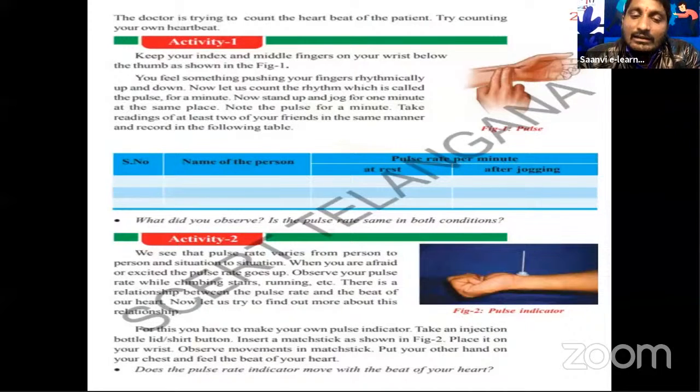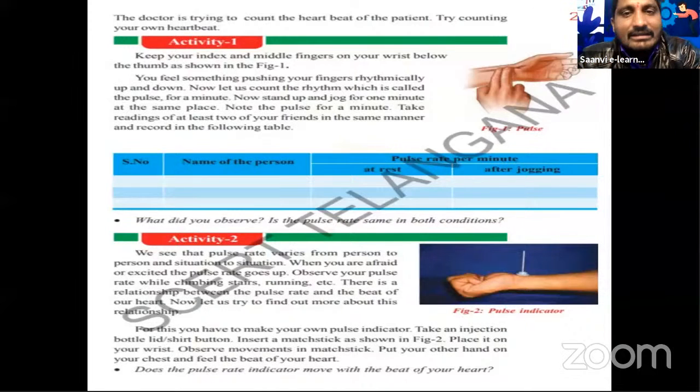And while running also, you can check the pulse rate, the rhythmical up and down feeling. You'll feel something pushing your fingers when you check here. So there is a relationship between the pulse rate and the heartbeat of our heart, because the heart is pumping blood in the arteries. In those arteries, you will feel a rhythmical vibration, up and down. You feel something pushing your fingers when you do this activity.